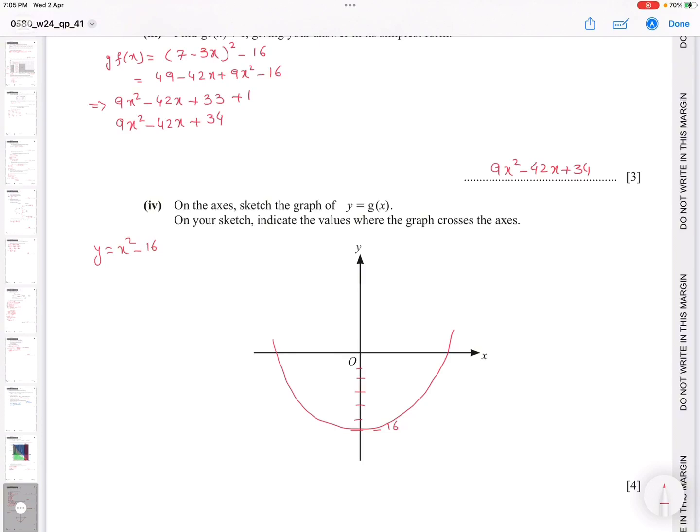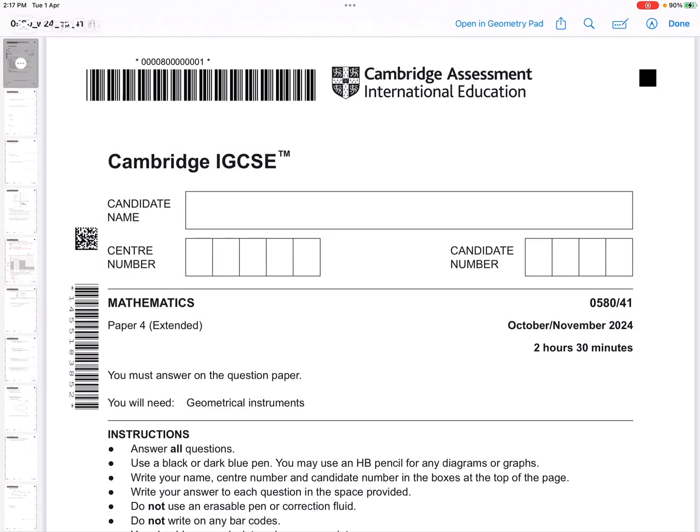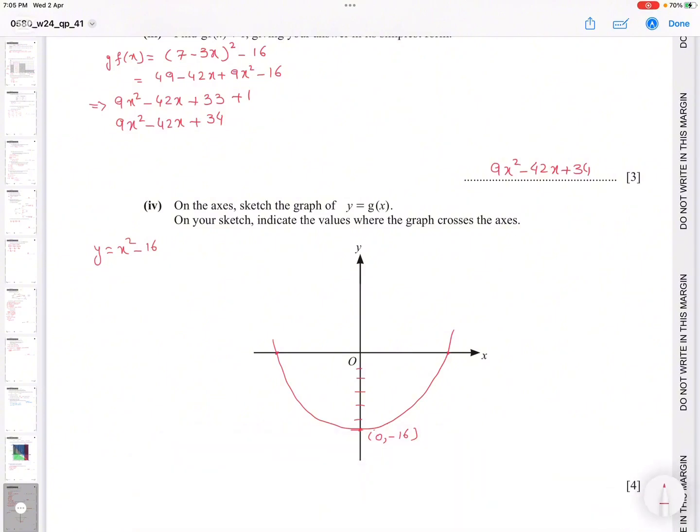And now he said, on your sketch indicate values where graph crosses the axis. Axis means y-axis and x-axis. So on the y-axis we have already written minus 16. So you can write this in much better way, like 0, comma, minus 16.